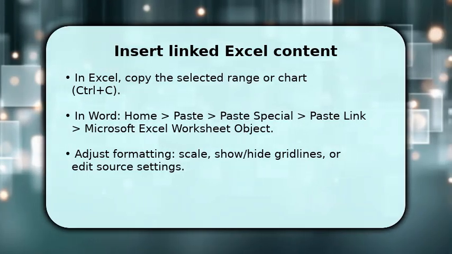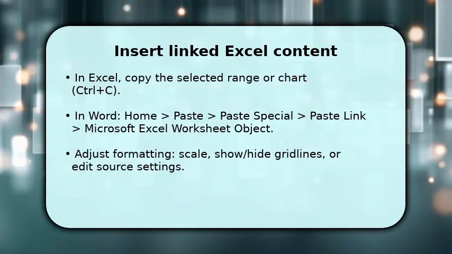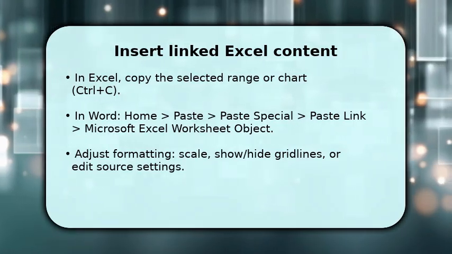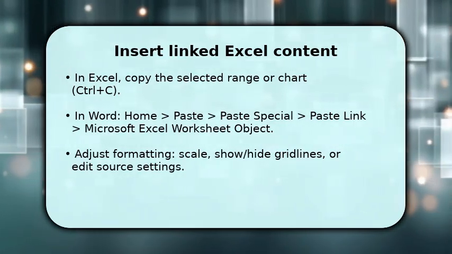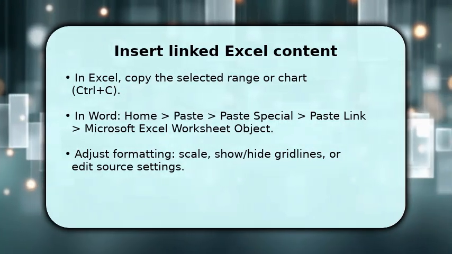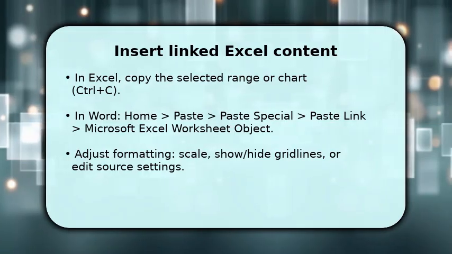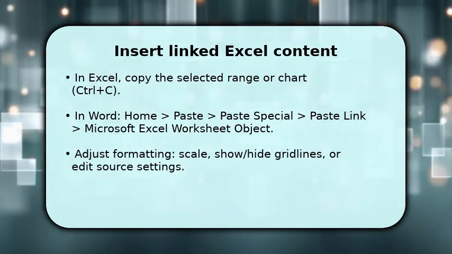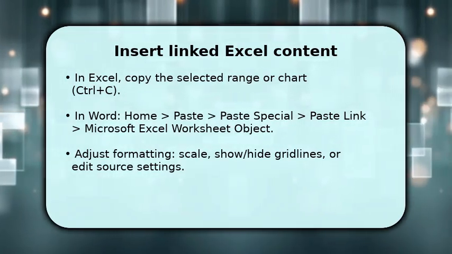Once linked, you can choose Microsoft Excel Worksheet Object to preserve formulas and formatting. Make sure to test, edit a value in Excel and watch Word update. If you need a static snapshot, use Paste without linking. Also, resize or format the embedded object in Word to match layout needs.